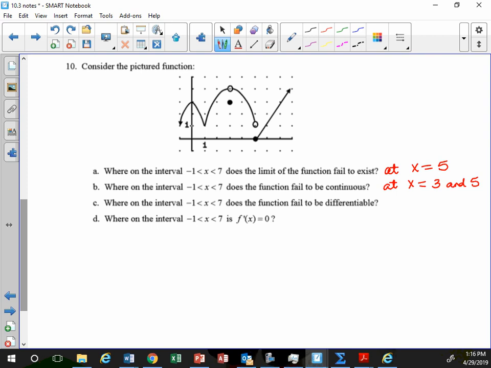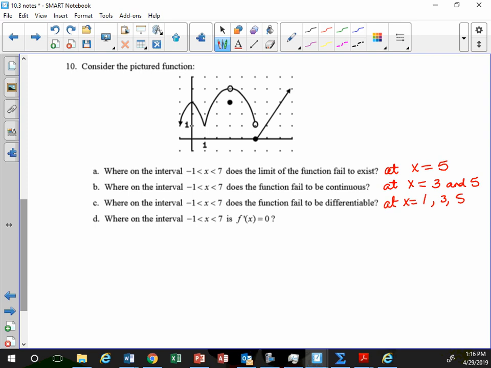Okay, where on the interval does the function fail to be differentiable? x equals 1, 3, and 5. Everybody okay with that? Discontinuity is no good. Pointy part of the graph, no good. All right, and then the final part.